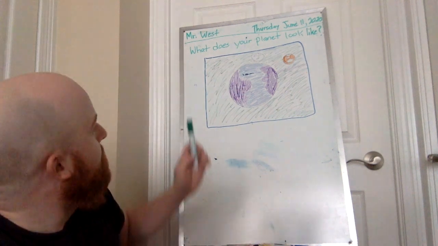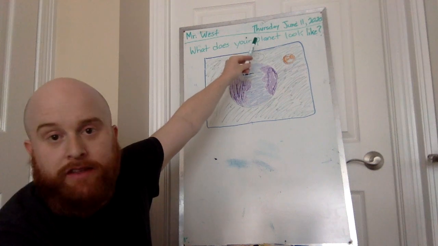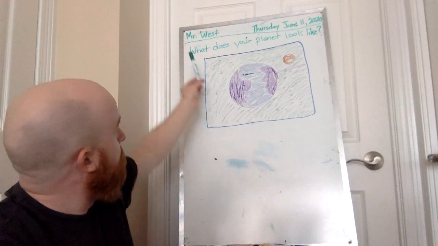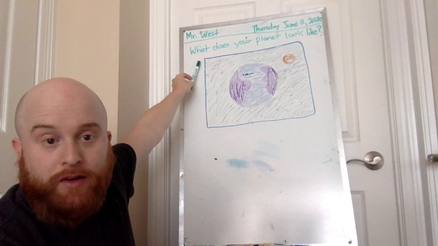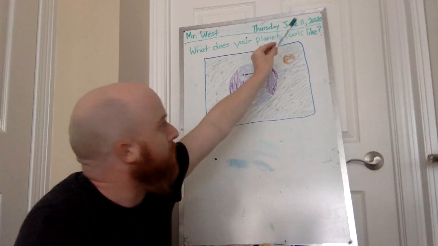Let's get to it. So first, we want to make sure we write our name. So I got Mr. West. We want to make sure we write the date. So I got Thursday, June 11th, 2020. And we have a question here. I wrote it in the title. So I said, what does your planet look like?